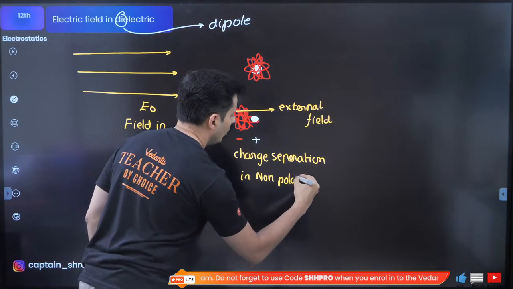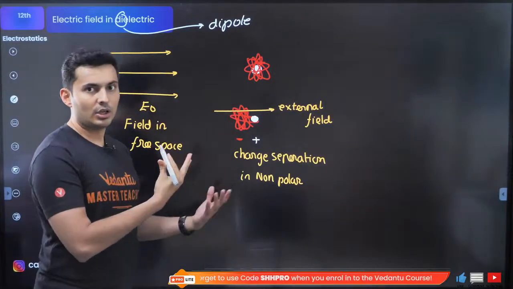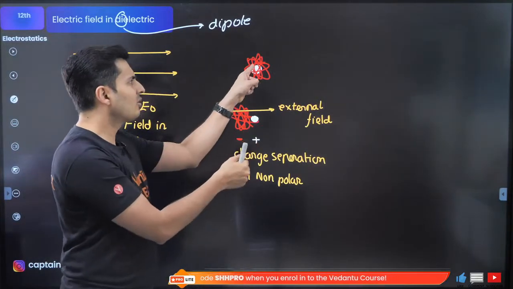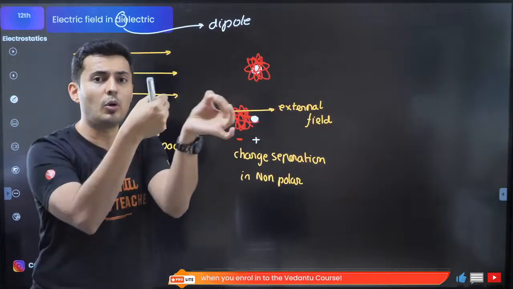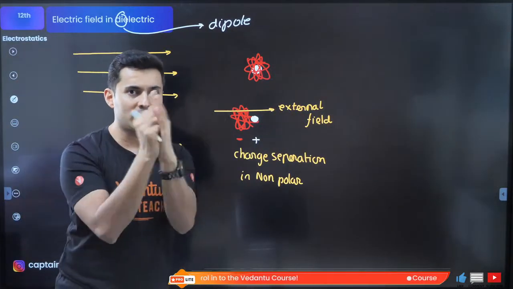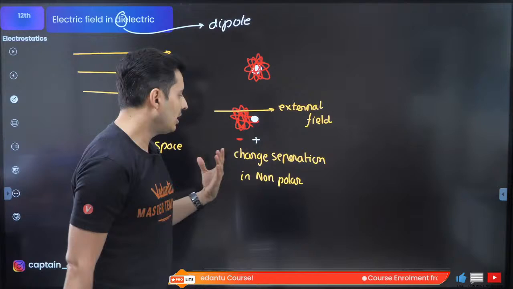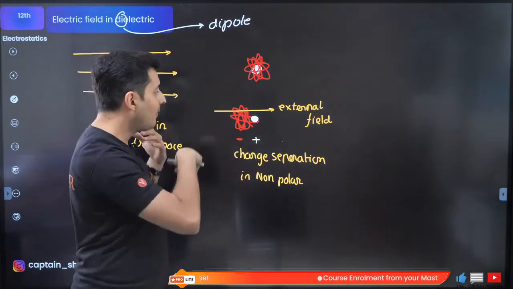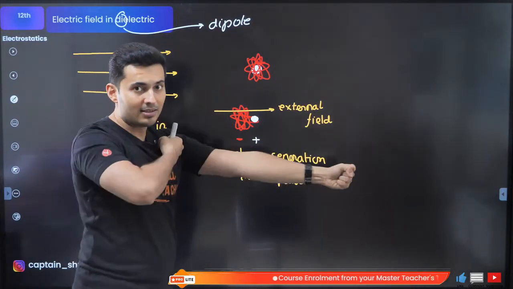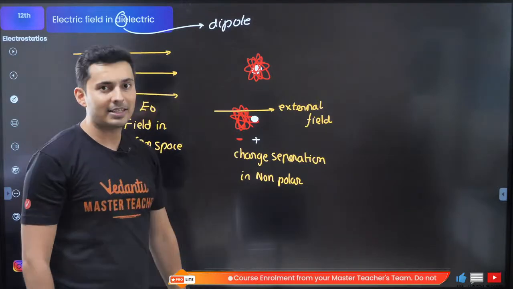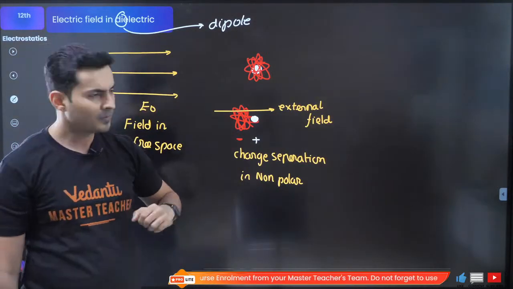in a non-polar medium. In a non-polar medium, that means this was already a non-polar molecule. There were no polarities. Both the centers, positive and negative centers, coincided. Now it was non-polar. You have polarized it. You have charge separated it by applying some external field. See if this makes sense.